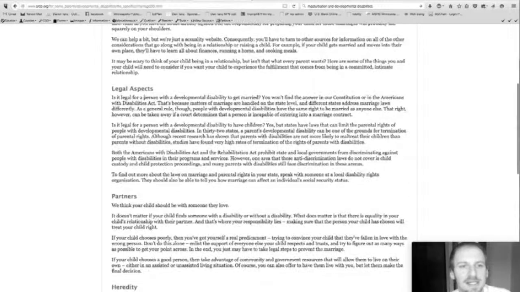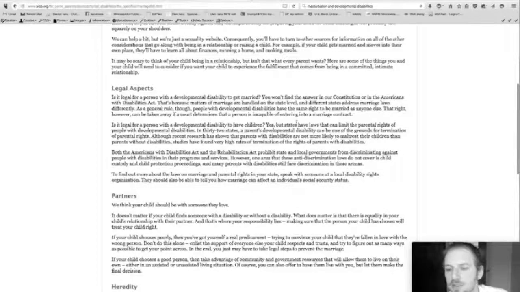It says there's legal aspects. Is it legal for a person with a developmental disability to get married? You won't find the answer in our Constitution or in the Americans with Disabilities Act. That's because matters of marriage are handled on the state level. As a general rule, though, people with developmental disabilities have the same right to be married as anyone else. But that right can be taken away if a court determines that a person is incapable of entering into a marriage contract.